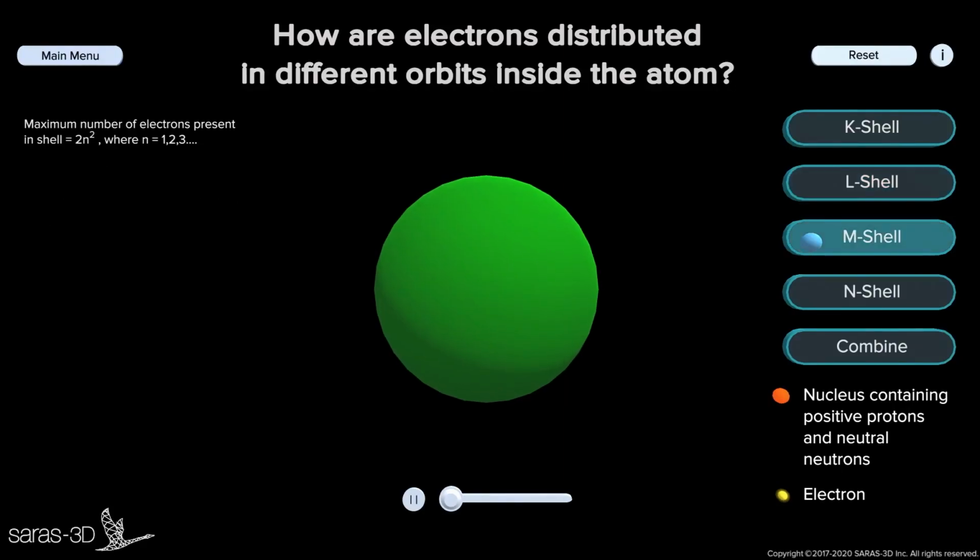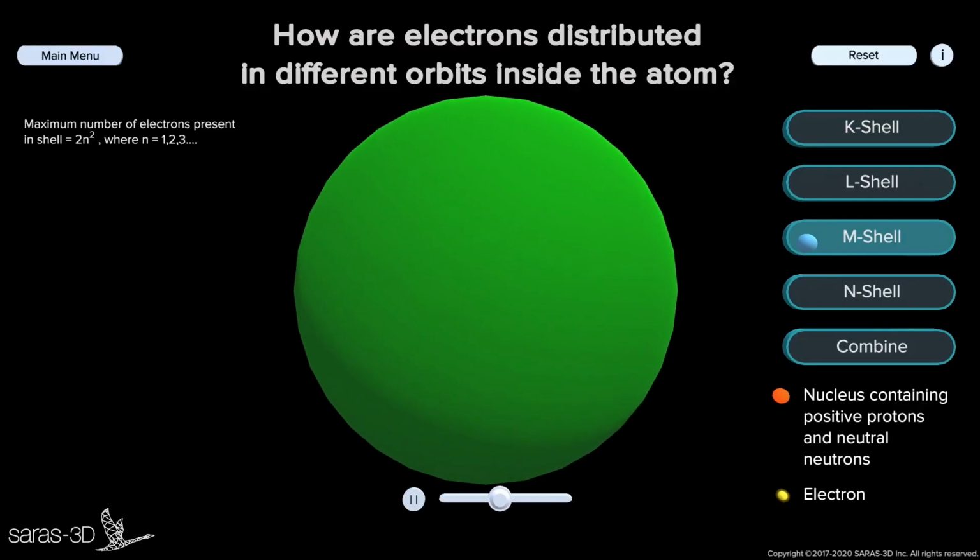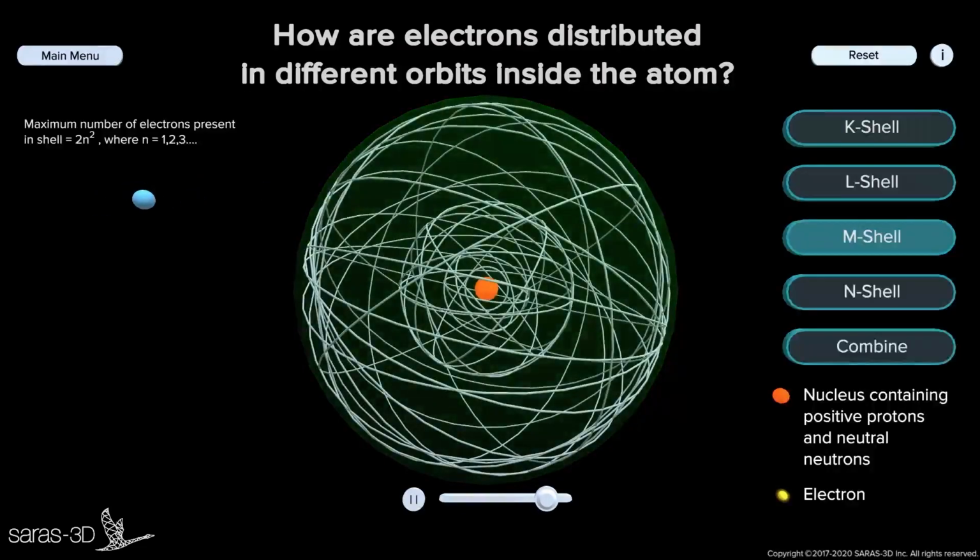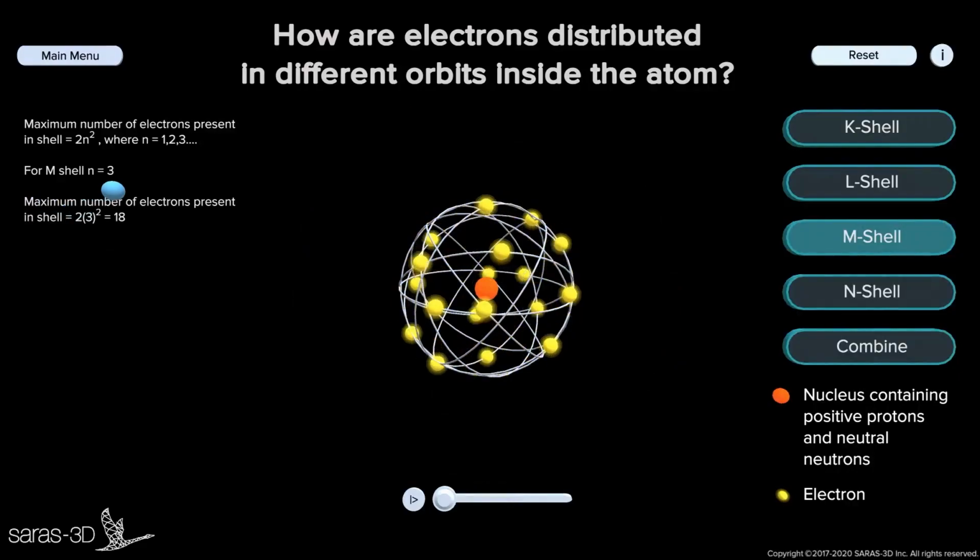What about the third energy level, that is the M shell? For the M shell, the value of n is 3. So substituting the value of n as 3 in 2n square will give us the maximum number of electrons that can be accommodated in the M shell as 18. So the maximum number of electrons that can be accommodated in the M shell is 18.